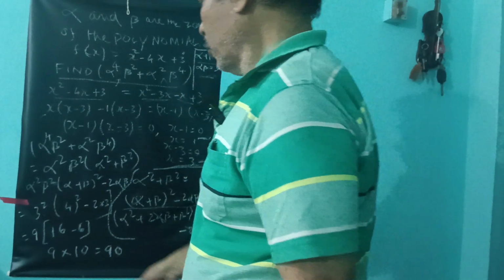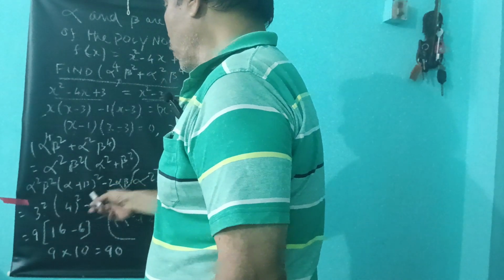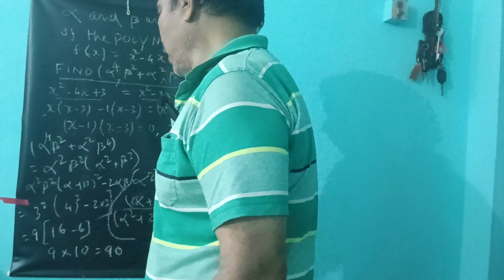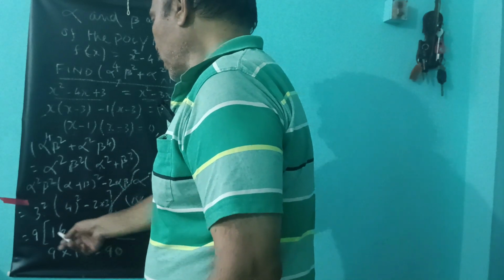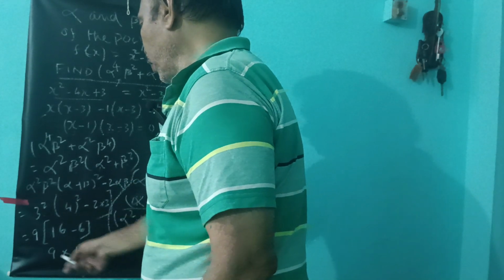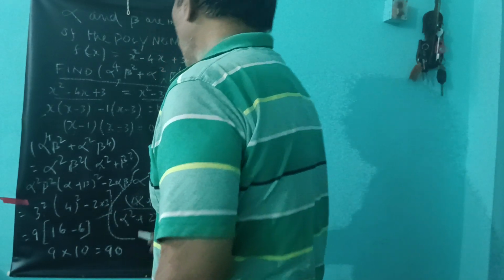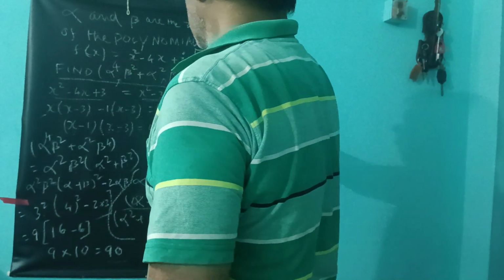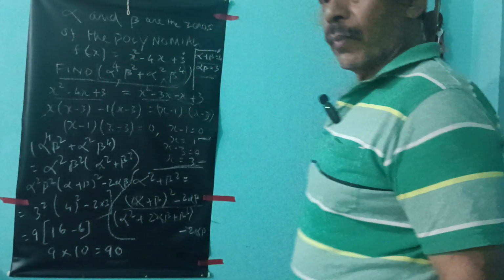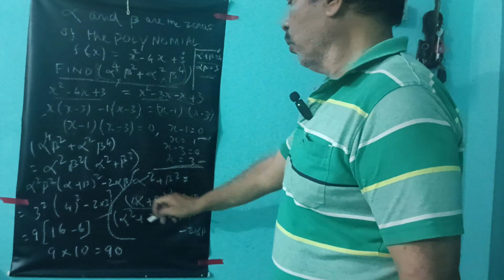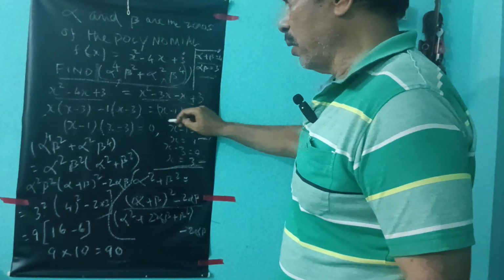Okay. So now 3 square equal to 9. Alpha plus beta the whole square becomes 4 square equal to 16. This 2 into alpha beta becomes 6. 16 minus 6 is equal to 10. 9 into 10 equal to 90. This is the value of this. So 90 equal to this. Okay. Are you able to follow this?